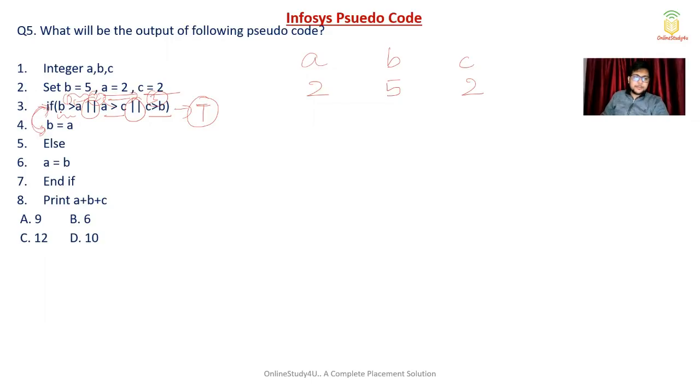So let's check if B is greater than A. Is B greater than A? Yes, it is, because 5 is greater than 2. So we will come inside the if block. So the value of B is updated by A. So my B gets updated by 2. Now we won't come inside the else. Now we have to print the value of A plus B plus C, that is 2 plus 2 plus 2, and that is equivalent to 6. So my answer is B. So this was pretty simple. In this, we learned about the or operator. So let's move on to the next question.